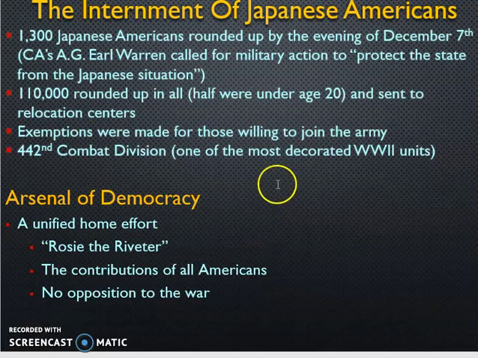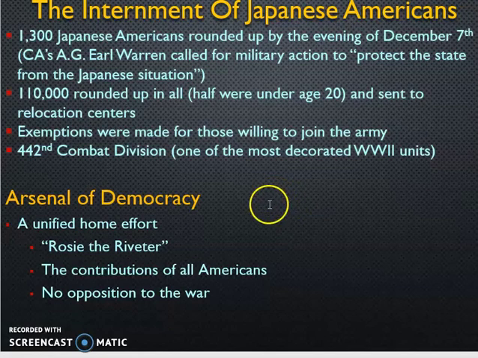Okay, once Pearl Harbor happens in California, they begin to round up Japanese, and eventually we round up 110,000. We put them in relocation camps. You could join the army and get out of that, but you had to fight. This is going to be the all-Japanese American unit called the 442nd, a highly decorated unit, and they have to fight, though, in Europe. They're not allowed to fight against the Japanese.